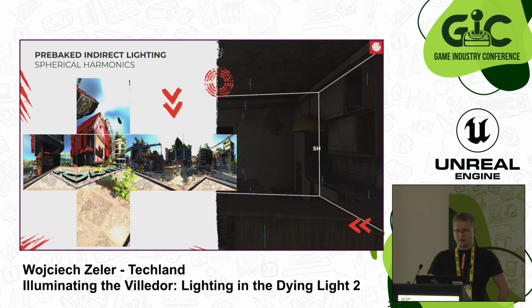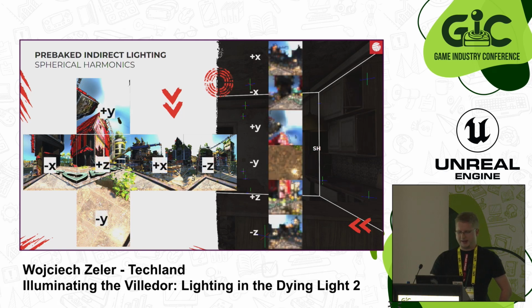But before we can go any further, here is a short explanation of what spherical harmonics are. Let's think about a simple cube map. You can see it on the slide. But actually, for lighting generation purposes, we are using much lower resolution. 42 by 42 pixels is just enough for us.